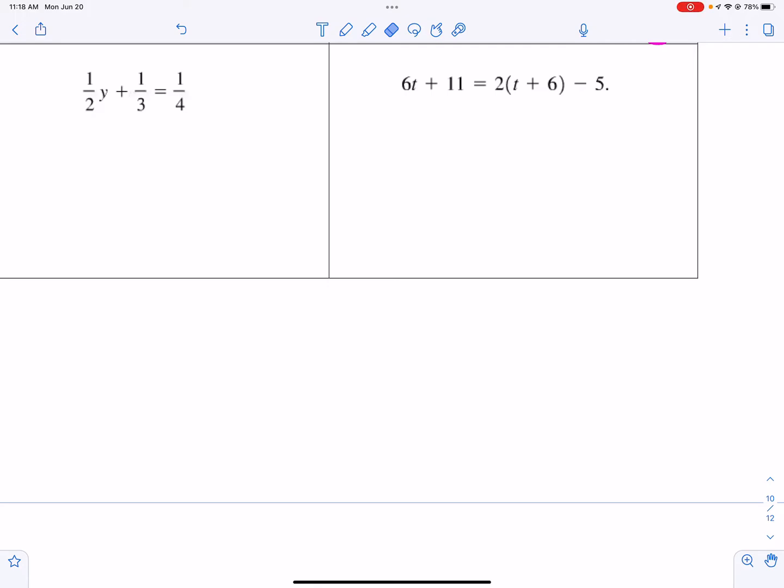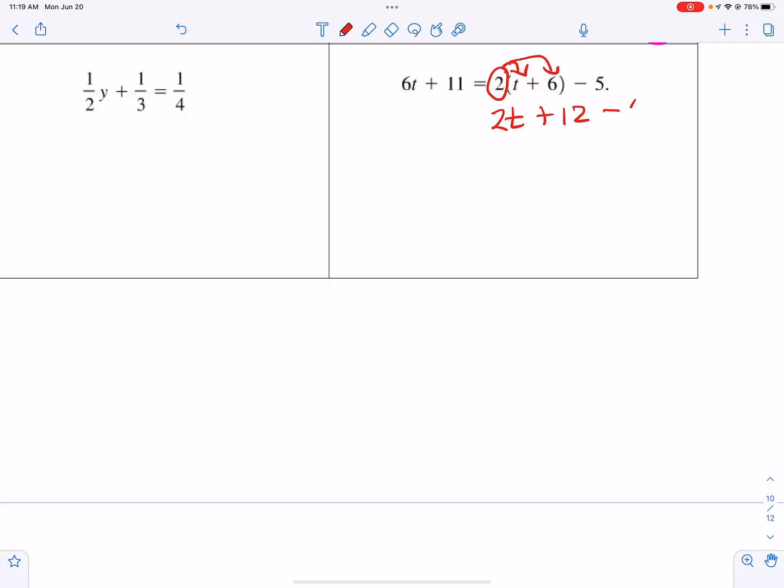All right, this is the last section in 6.1, solving more intense equations where we're going to have to distribute, clear the parentheses. We're also going to have to collect like terms on the same side of the equal sign, and then we're also going to have to move variables over. So the first thing first is I want to distribute and get rid of that set of parentheses.